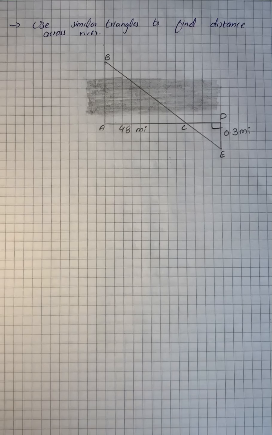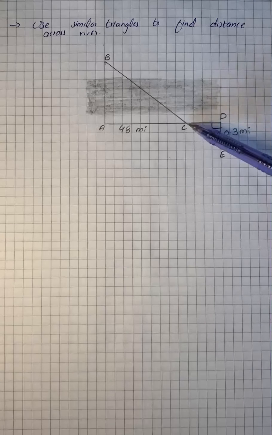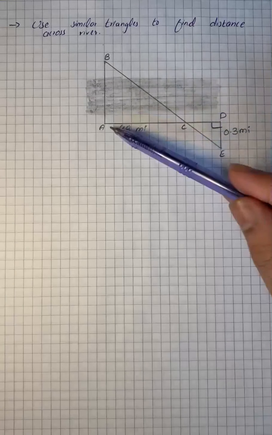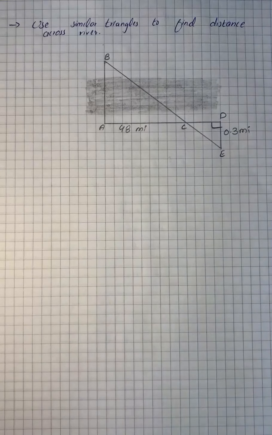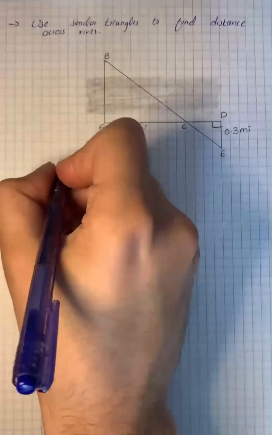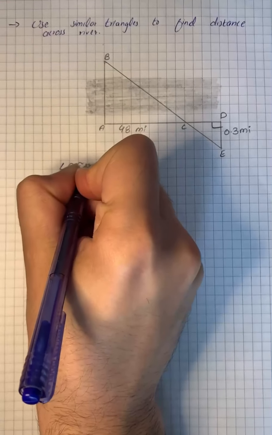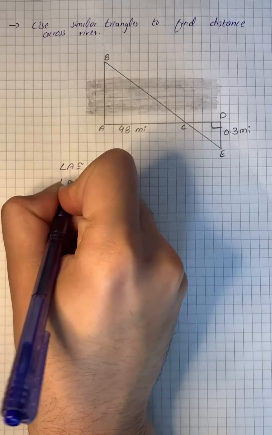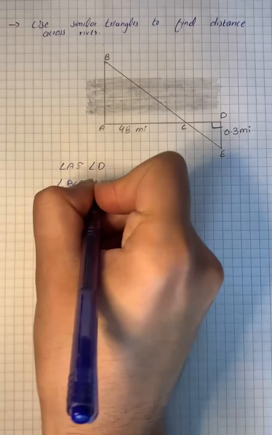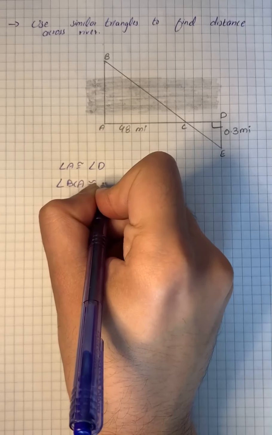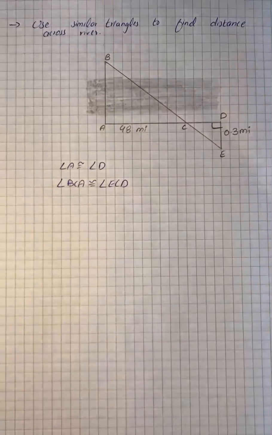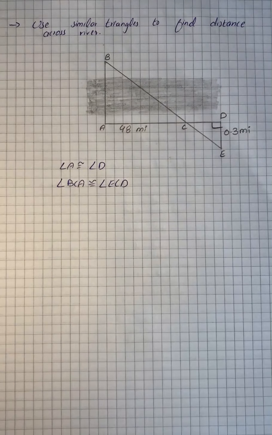the angle measurement of C is equal to ECD, right? The angle BCA is equal to angle ECD because vertical angles are congruent. So angle A is approximately D, and angle BCA is approximately equal to angle ECD because vertical angle pairs are congruent.